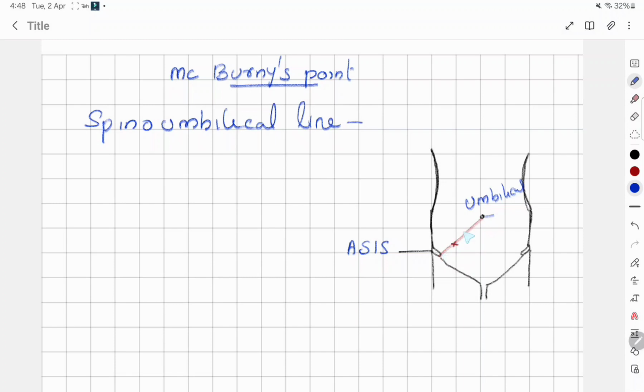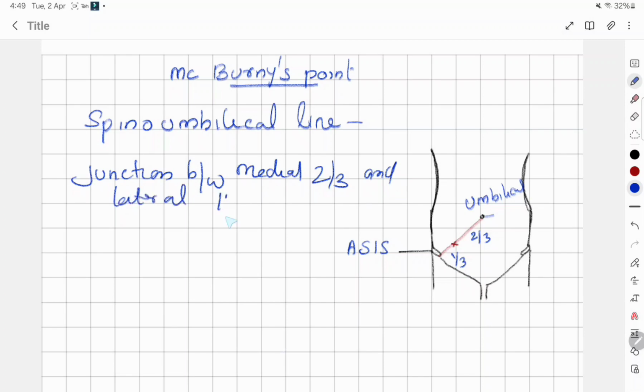So make a line connecting the anterior superior iliac spine and the umbilicus. The junction between the medial two-third and lateral one-third of the spino-umbilical line is known as McBurney's point. That is McBurney's point.